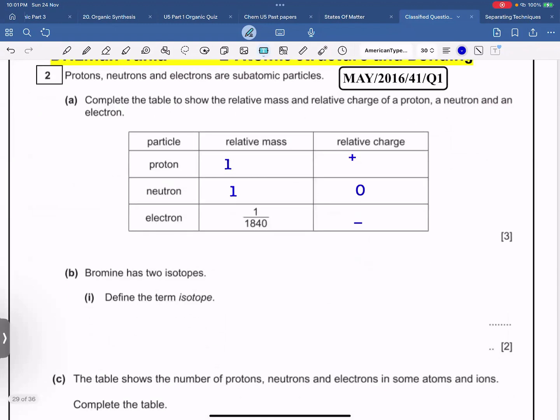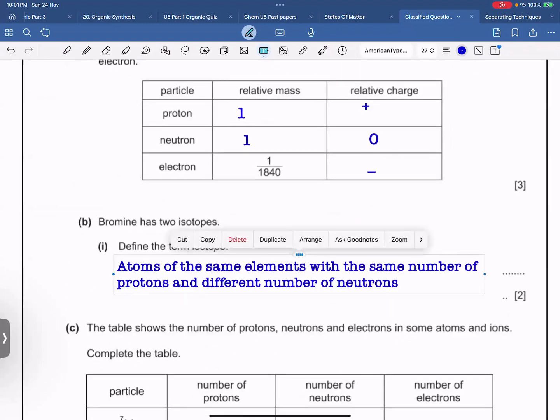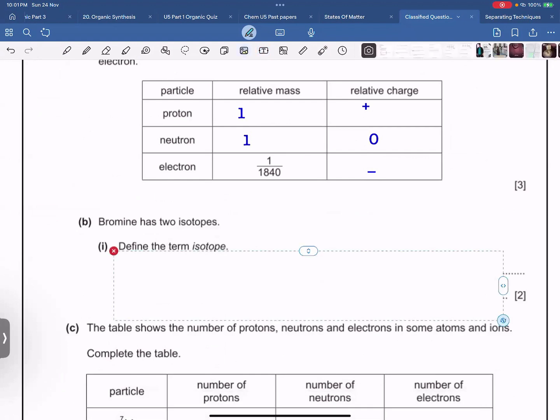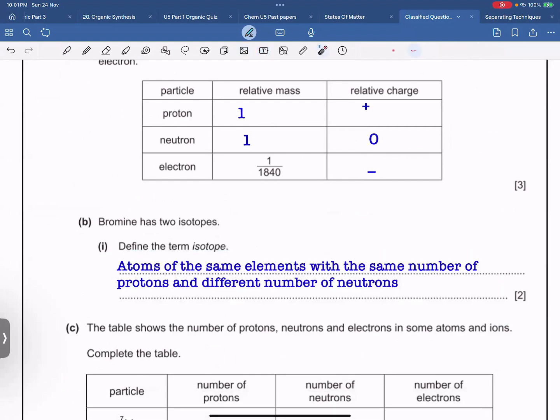Bromine has isotopes. Define the term isotope. So isotopes are atoms of the same element with the same number of protons but a different number of neutrons. Remember, isotopes are atoms of the same element because they have the same number of protons, so the same chemical properties.